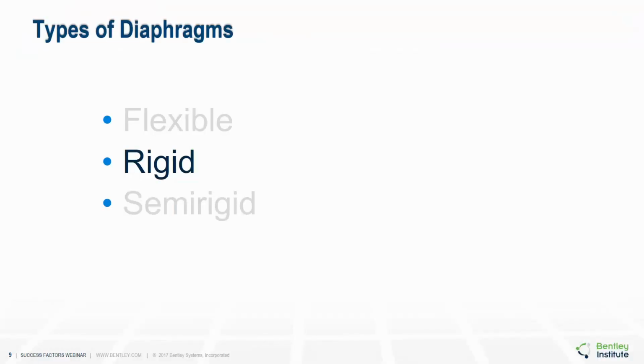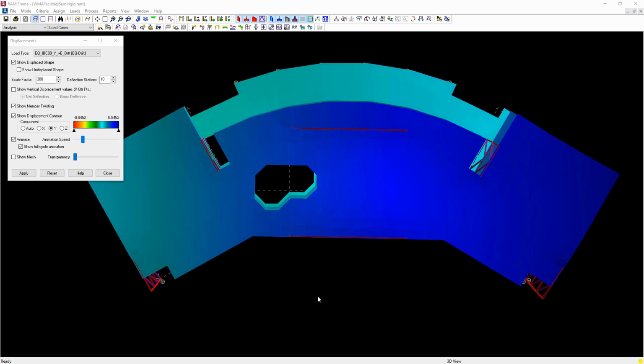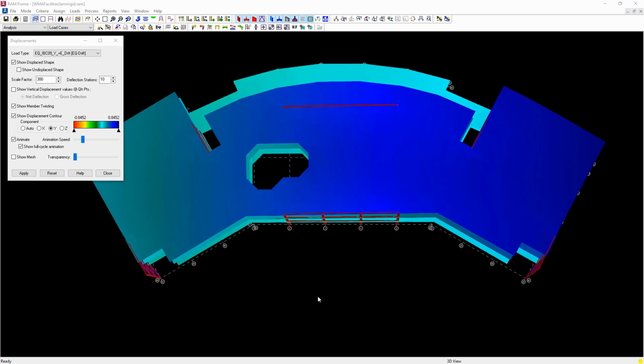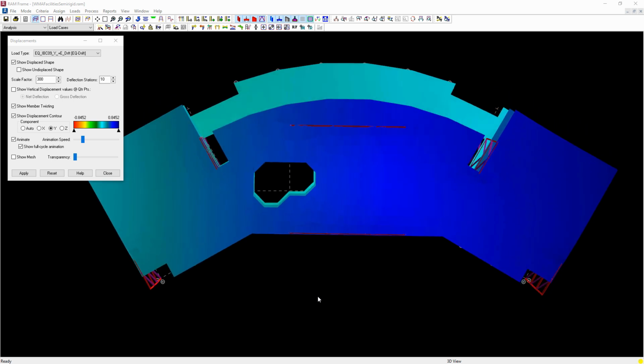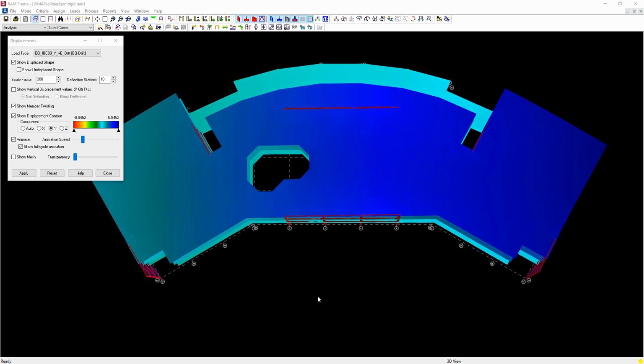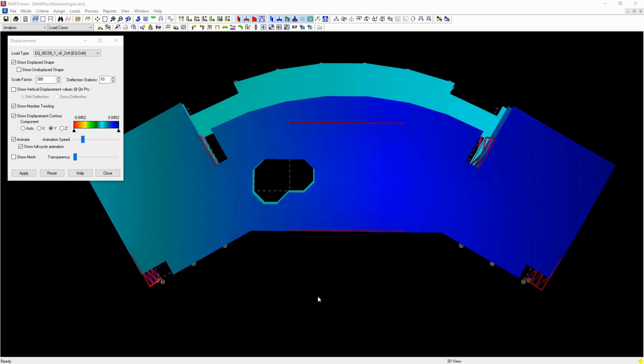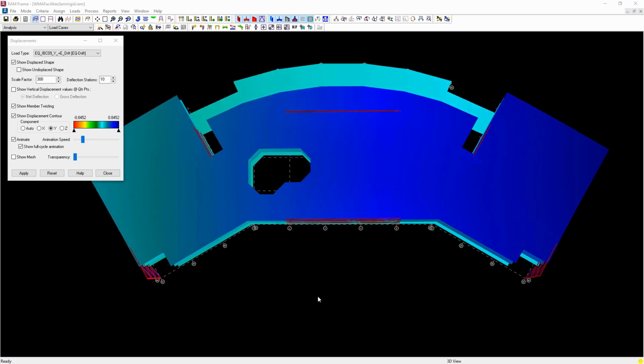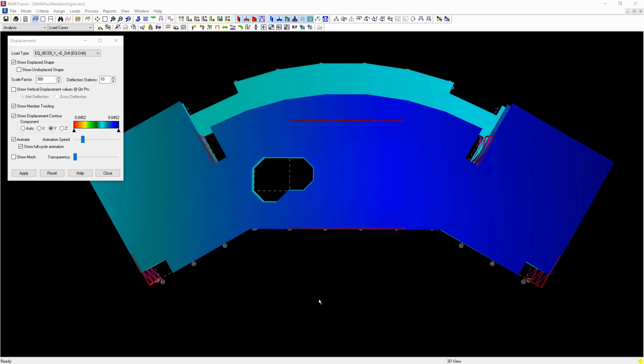The rigid diaphragm is infinitely rigid in the plane of the diaphragm. It can translate and rotate, but it cannot deform. So notice here that it's again translating and slightly rotating, but it isn't deforming, it's keeping its shape. The whole keeps its shape, the perimeter keeps its shape. It's not deforming.